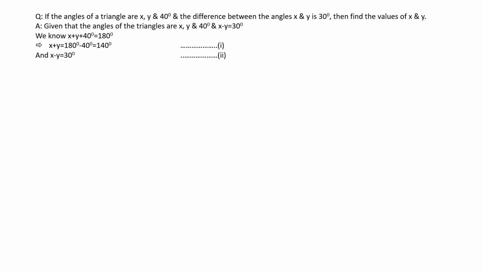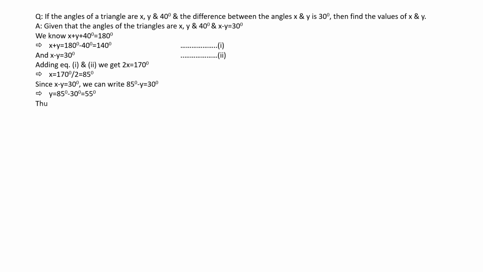This is the first equation. And already it is given x minus y equals to 30 degree. Then this is the second equation. So adding equation 1 and 2, we get 2x equals to 170 or x equals to 170 degree by 2, which is 85 degree. Since x minus y equals to 30 degree, we can write 85 degree minus y equals to 30 degree or y equals to 85 degree minus 30 degree, which is 55 degree. This is the value of x and y, 85 degree and 55 degree respectively.